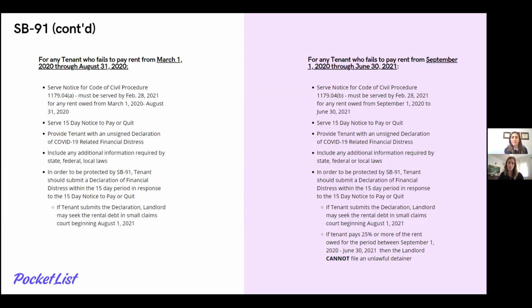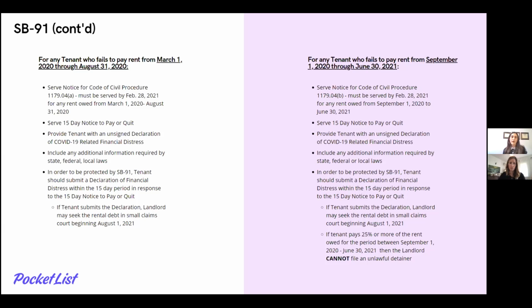Now, the 25% rule is very lenient. The tenant can either pay 25% of the rent each month from September through June, or the tenant can pay 25% of the total rent no later than June 30th. So the landlord won't really know if they have or how much they will be owed or what the balance will be until the end of that June 30th, 2021 period. Now, if the tenant fails to comply, the landlord is able to file an action against the tenant for rent owed during that period, and the landlord is able to do so starting August 1st.